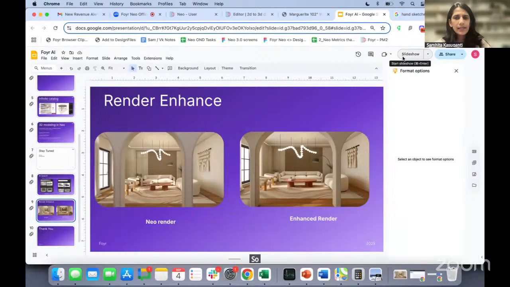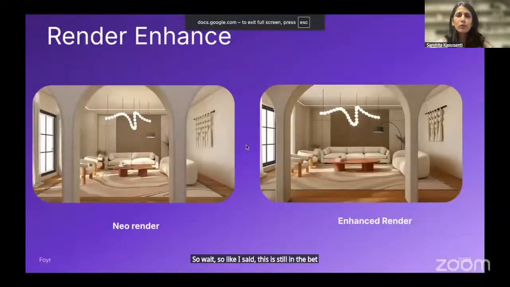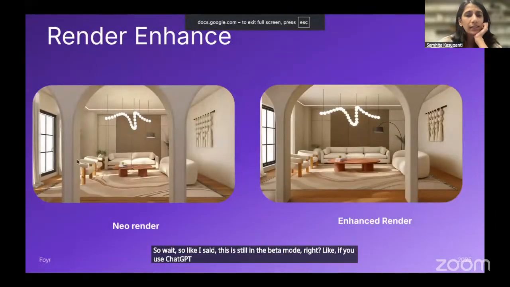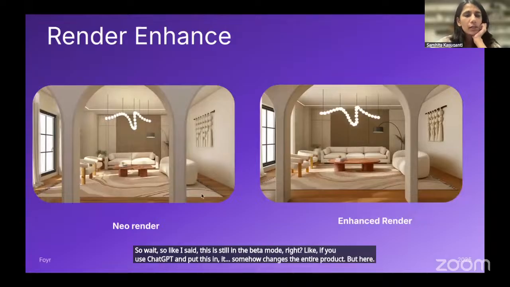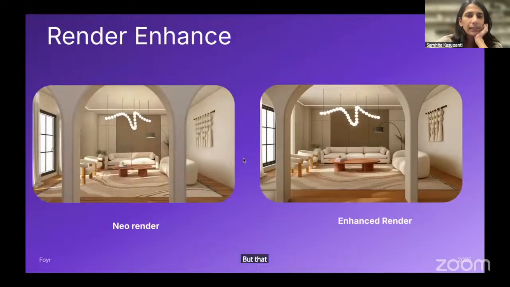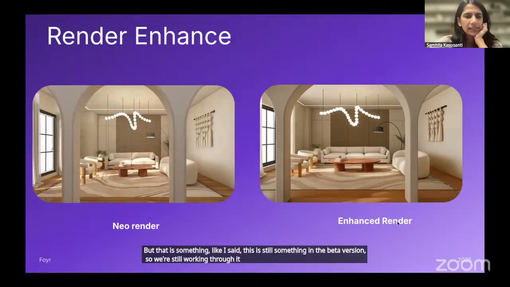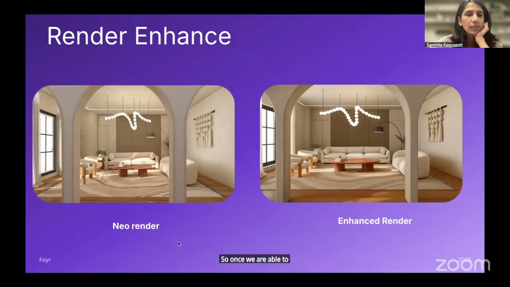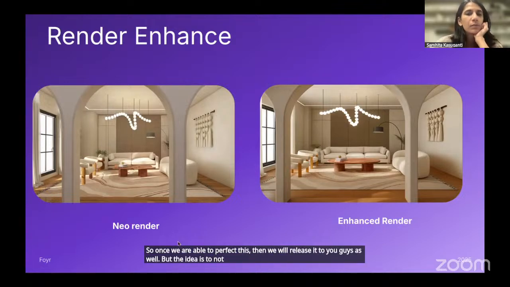So like I said, this is still in the beta mode, right? Like if you use Chat GPT and put this in, it somehow changes the entire product. But here, we are still working through it. Most of the things are same. Maybe the sofa became a three-seater sofa because AI thought that's a better look over here. But like I said, this is still in the beta version, so we're still working through it. Most of the things are same. Some things are changed. So once we are able to perfect this, then we will release it to you guys as well. But the idea is to not change anything, just make it sharper.